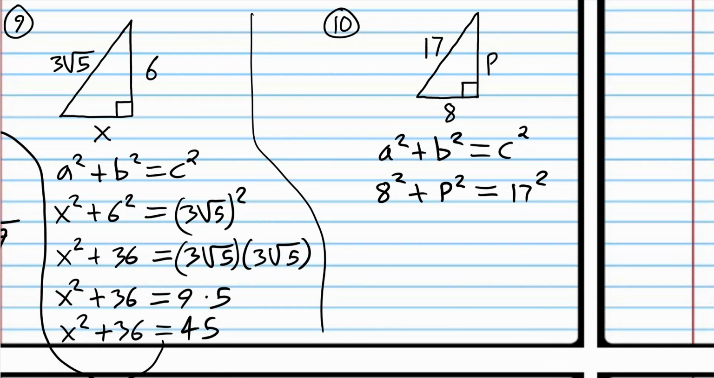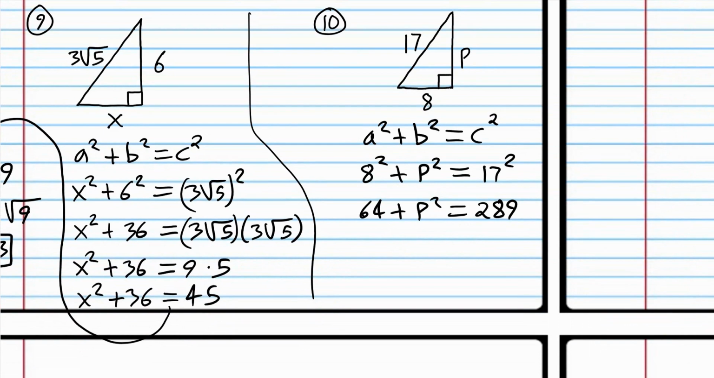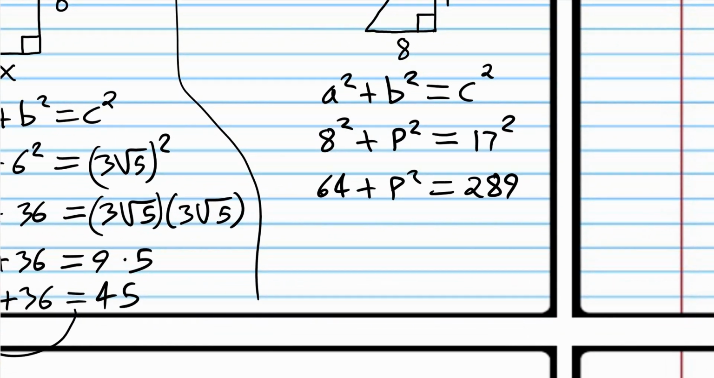So now 8 times 8 is 64. And 17 to the second power, 17 times 17, that's 289. You can always use your calculator for that if you need to. That's just 17 times 17. Now we're going to subtract 64 from both sides because we need to isolate p squared, and we end up with 225.